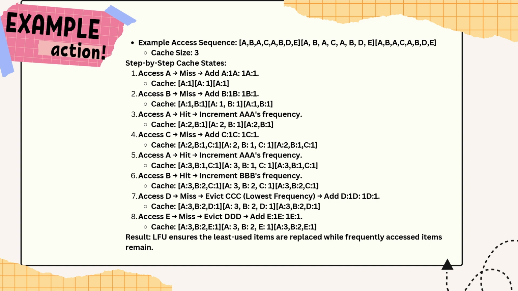The last step, access E. Cache miss, E is not in the cache. The cache is full, so we need to evict something. LFU chooses to evict D, and then add E to the cache. Therefore, the cache will be A and E. So for the result, the final cache state is A and E. A and E remain in the cache because they are accessed more frequently than B, C, and D. So that's all for the example of access sequence. Thank you.